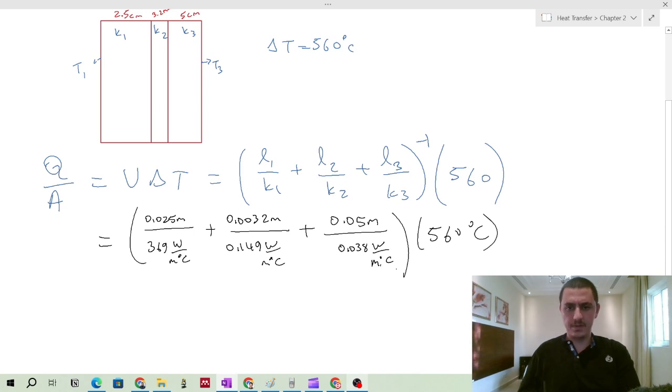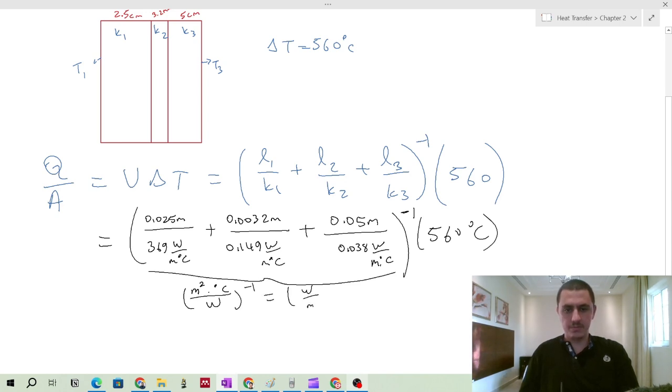Actually the meter will come up, and also the degrees Celsius, okay, you have -1 here, so don't forget that one. So at the end you will have meter square up. So we have the same idea here: meter square times degrees Celsius over watt. But when you take -1 of that unit, that will give you watt per meter square degrees Celsius. So that degrees Celsius will cancel this term, and you have watt per meter square.